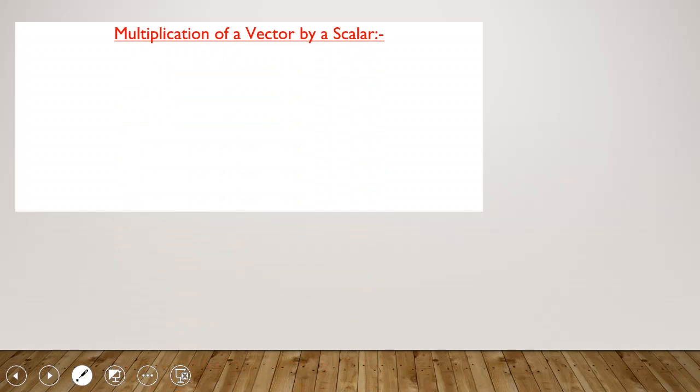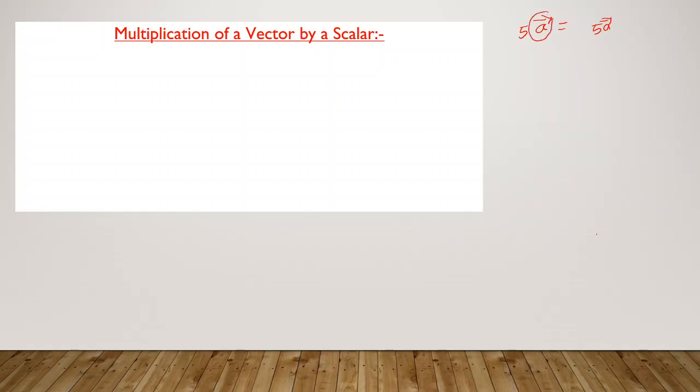So next, multiplication of a vector by a scalar. What a scalar means, we already know. That is a number. A scalar is nothing but one number. Imagine vector A. If I multiply this with 5, then I'll be getting a new vector.